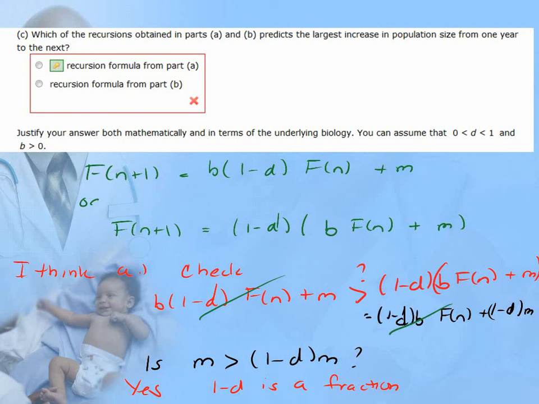But D is a probability, so this is a percent chance. 1 minus D is a fraction. So this number is smaller than this number, obviously, because I'm taking a fraction, half of it, maybe, for example. It's gotten smaller. So that's how you verify it, and that's how you answer that last question. But I don't know, they just have the buttons, I think. I don't think they make you do it. I think they just say do it.